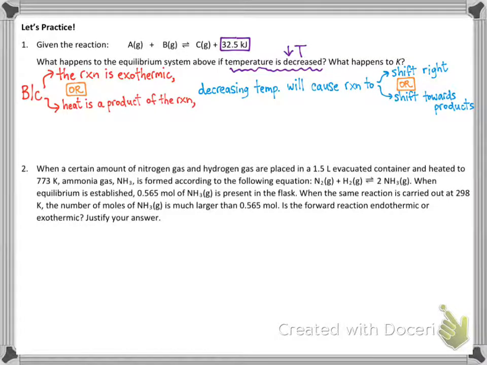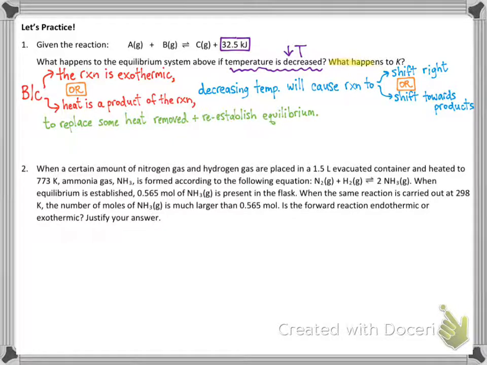Okay, so you've identified that the reaction is exothermic, or you've said heat is a product. So then we're allowed to say, well, therefore decreasing temperature will cause the reaction to shift right. Or you could say shift towards products. Either are equivalent. And then finally you have to say, but why? Well, we want to replace some of the heat removed and reestablish equilibrium. Okay. If they had only asked us what happened to the equilibrium system, we'd be done. But there was a second question.